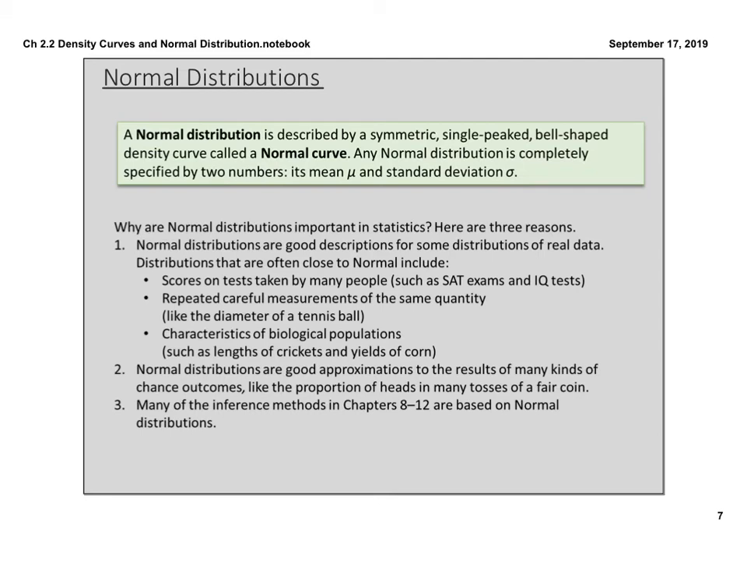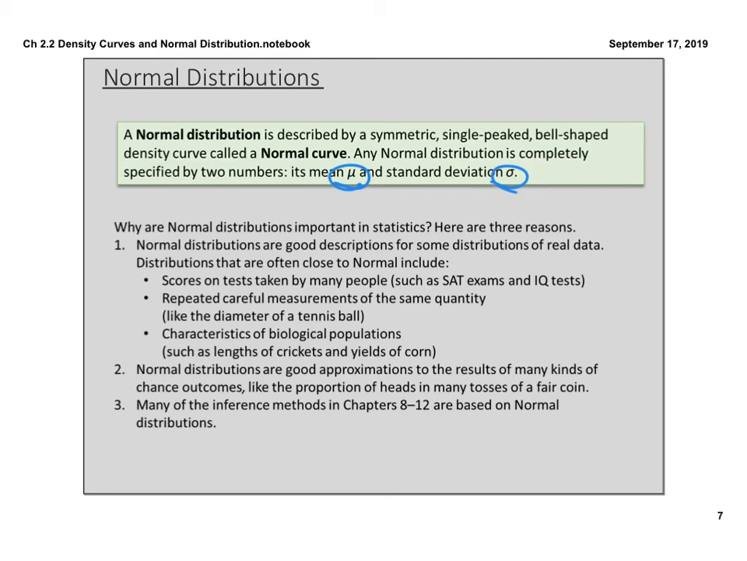All right, a normal distribution is described by a symmetric single-peak bell-shaped density curve called a normal curve. Any normal distribution is completely specified by two numbers. We work with the mean and we work with the standard deviation, okay? Why are normal distributions so important? Here are 3 reasons that we use normal distributions a lot.